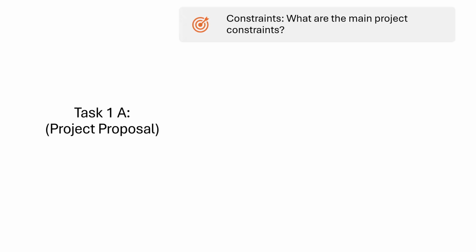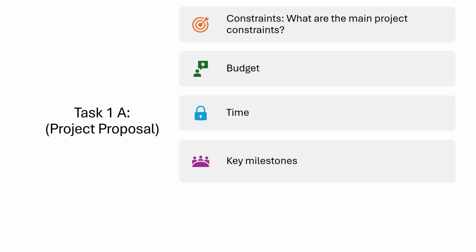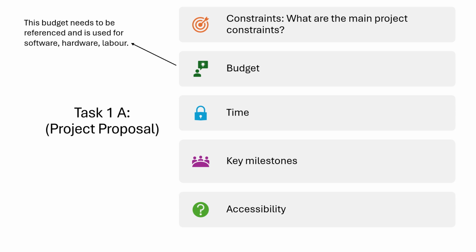Constraints. The question I'd be asking here is, what are the main project constraints? Constraints could be things like your budget, how much money you've been allocated and what you're going to spend that money on. The time you've been given. The key milestones. And accessibility. So for your budget, this needs to be referenced, and you could talk about or discuss things like any software that you may need, hardware that you may need, labor, money that you'll be spending on that. You could also mention things like training, any training that needs to be provided.